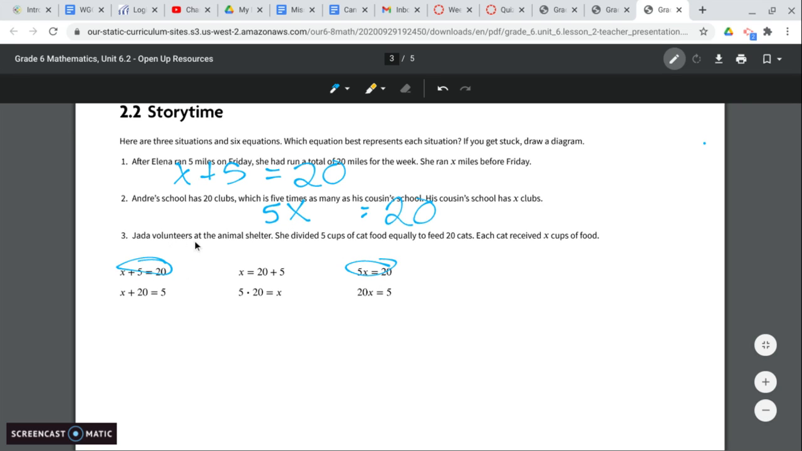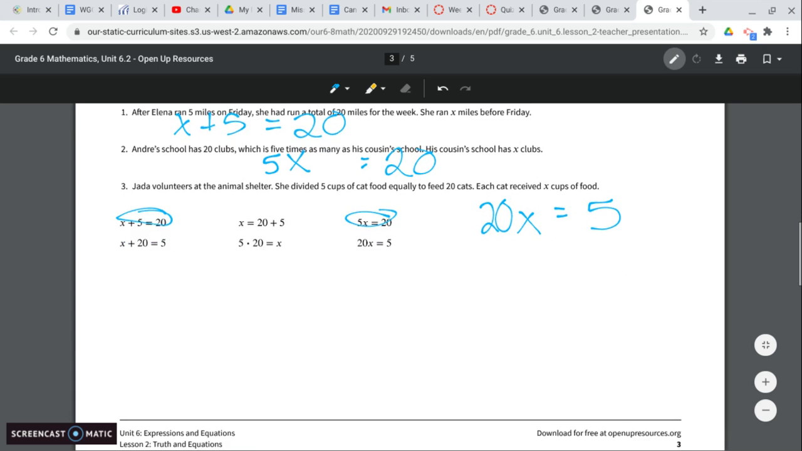The last one, Jada volunteers at the animal shelter. She divided 5 cups of cat food equally to feed 20 cats. Each cat received X cups of food. So we know there were 5 cups that got split amongst 20 cats. So 20 times X, because that's how much each cat received, and there were 20 cats, is going to equal the 5 cups of food. So there are the equations.